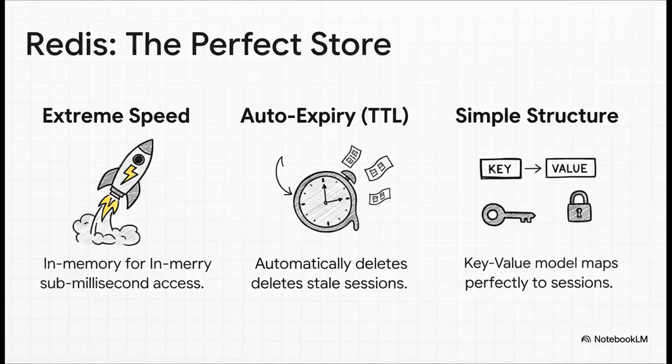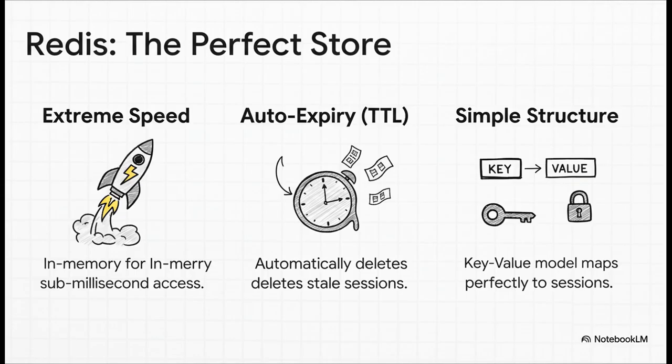And this is where Redis is just the perfect tool for the job. First off, it's insanely fast because it lives in memory. Getting session data is a sub-millisecond operation, which is critical. Second, it has this awesome feature for auto-expiry, or time to live. You can just tell Redis, hey, this session is only good for 30 minutes, and poof, Redis handles the cleanup for you. And finally, its basic key-value structure is a perfect match for mapping a unique session ID to all your users' data.